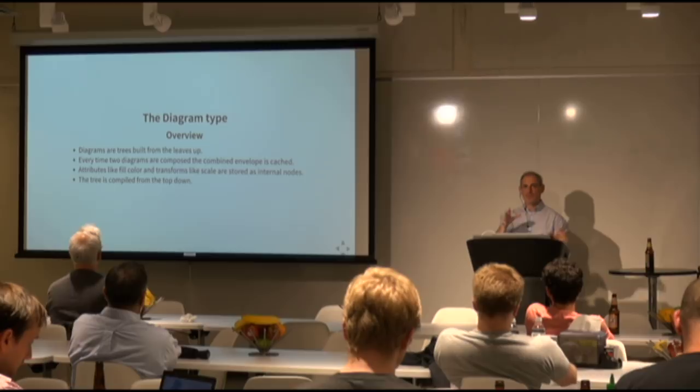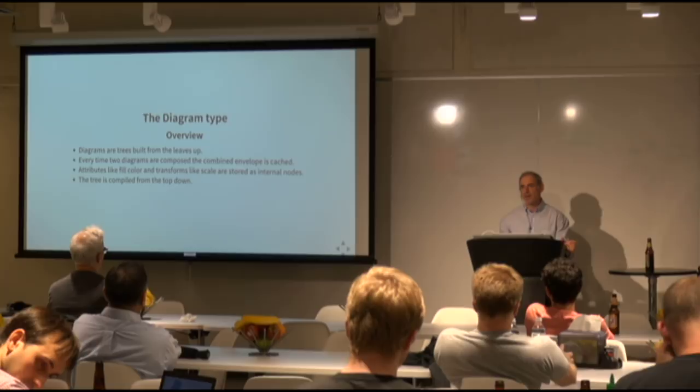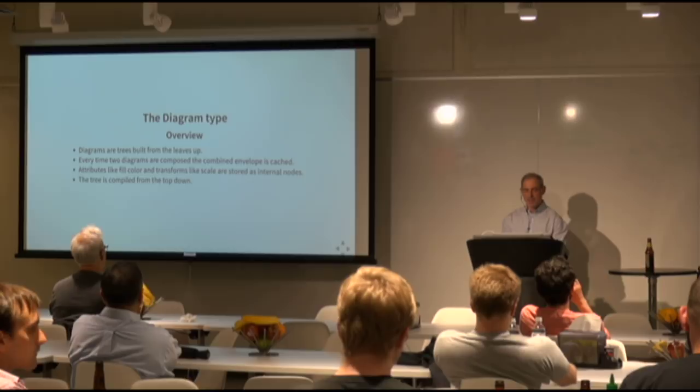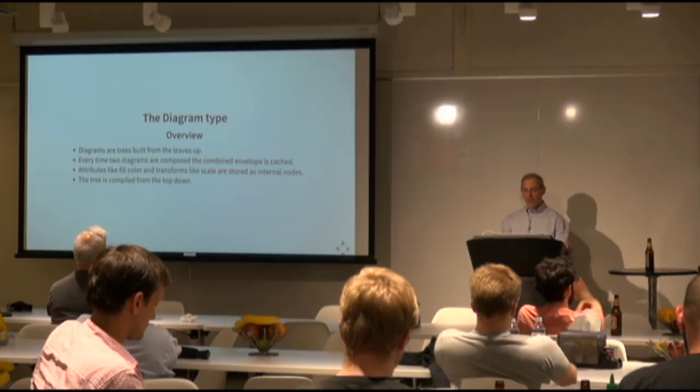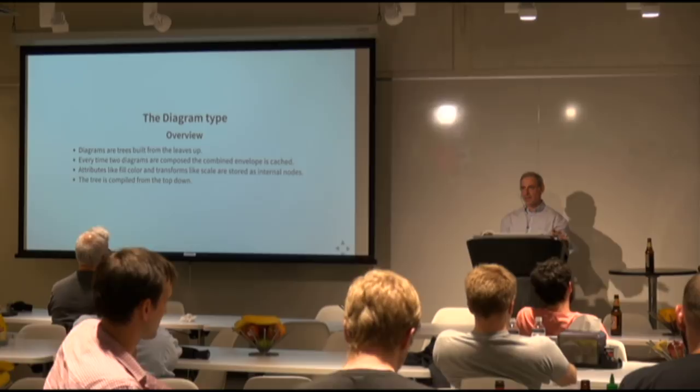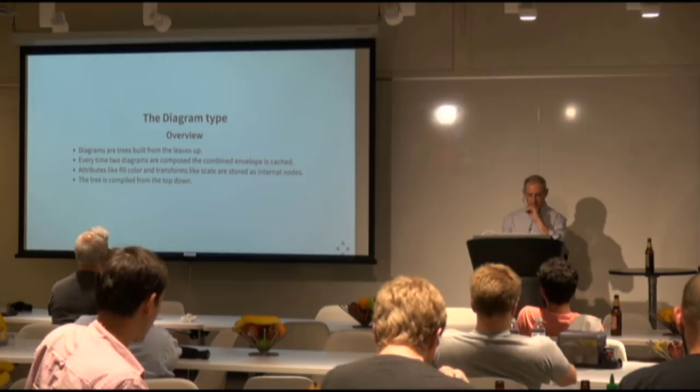Envelopes are stored alongside each diagram. They're not in the tree, but they're cached and paired with the root of each tree. As I said, every time two diagrams are composed, the envelope is calculated and cached, and diagrams are built from the leaves up. Attributes like transforms are stored as internal nodes, but you can think of them as being applied from the top down, because once I have a diagram tree, if I want to apply something like fill color to it, I just walk down the tree, I apply fill color everywhere, and everywhere that the fill color hasn't already been set, it would be set to blue.